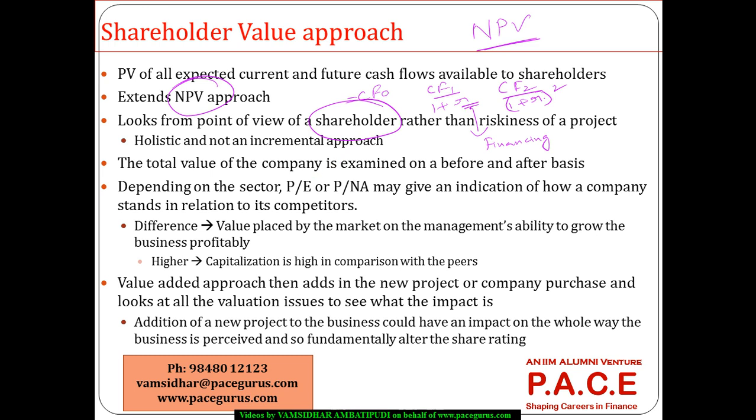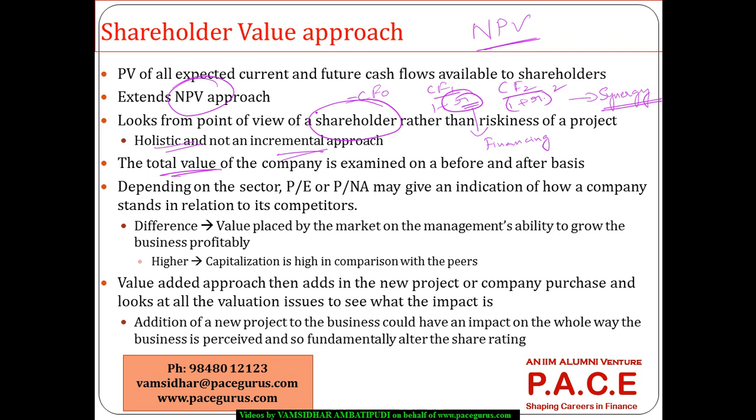It's not a silo, isolated approach of looking at only one single project. What is it? If this particular project is taken up by the company, what is the return that the shareholder is typically expecting from this organization? So it looks at it from the broader perspective of a shareholder rather than focusing purely on the riskiness of the individual project. It's a purely holistic approach, not just an incremental approach looking at one single project in isolation, which means internally it must be considering even the synergy associated with the project, how well this project fits into the broader structure of the organization. All these things are considered in a very exhaustive manner.